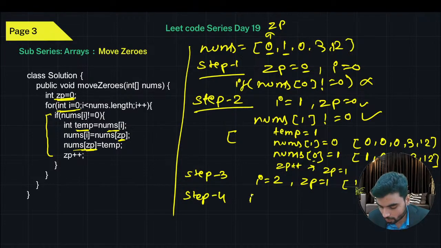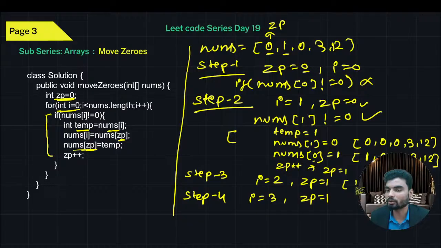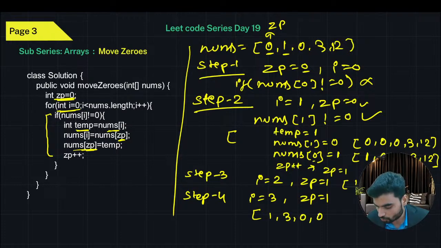At step number 4, you have I equals 3 and the zero pointer as 1, with the same array, right? Again, you'll see at the third index, do we have a non-zero value? Yes, we have a non-zero value. If you have a non-zero value on the right iterator, then do one thing: swap it with the zeroth pointer. So you'll do a swap, and when you do the swap, what will happen? It means the zeroth pointer was here, and the iterator is here. You'll swap the values, which means you will have 3 here at the 0 place and 0 at the 3 place, which means 1, 3, 0, 0, 12.